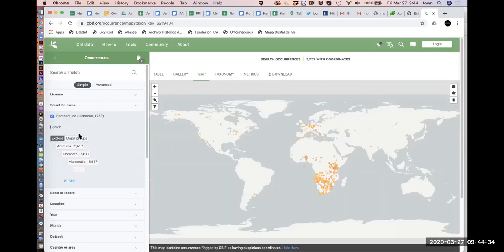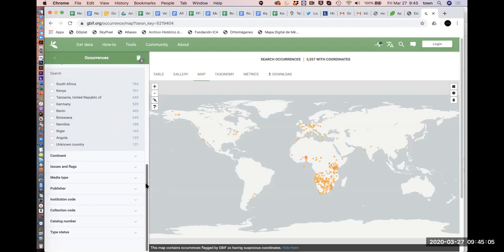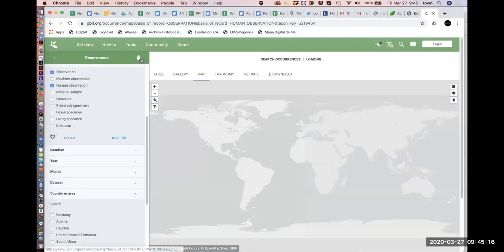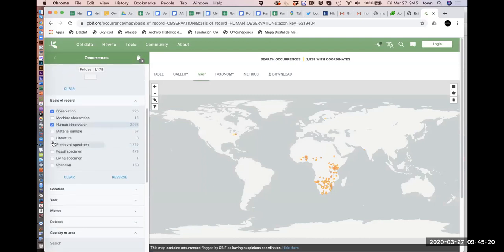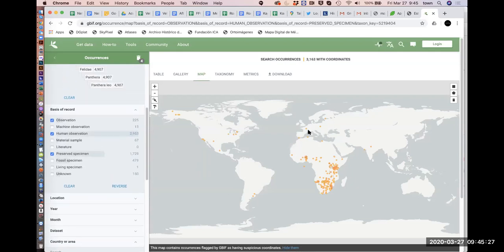Just for fun. In Alaska. Now, some of these are true. Like, that is the last remaining Asian lion population in Gujarat in India. Some of these are true but old. These are some of the data cleaning things that we might do. Let's see. There is basis of record. Watch those points. I'm going to reduce this just to specimens. And see how those European points largely disappeared.